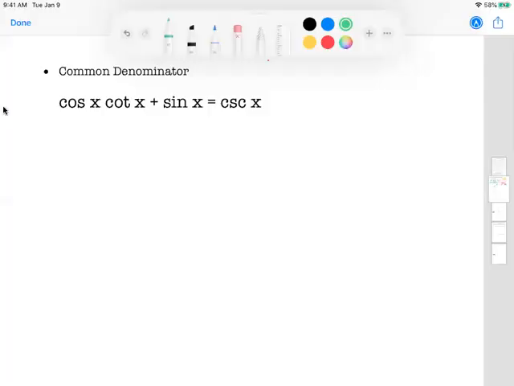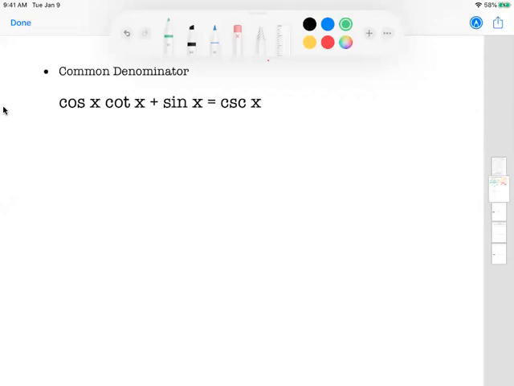So our next example, we are going to be verifying this trig identity using the common denominator strategy. Actually, we use more than one strategy in all of these, but that's what I'm going to show you how to do. All right, so the first thing here, let's read our problem. Cosine of x times cotangent of x plus sine of x equals cosecant x. All right, so the left side is definitely more complex, so I'm going to start with that.